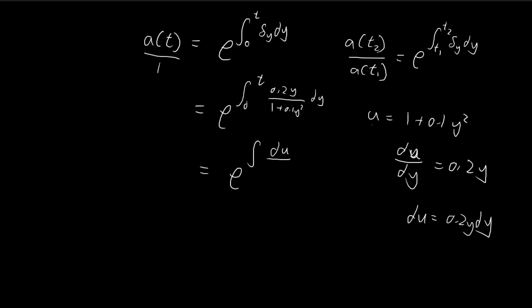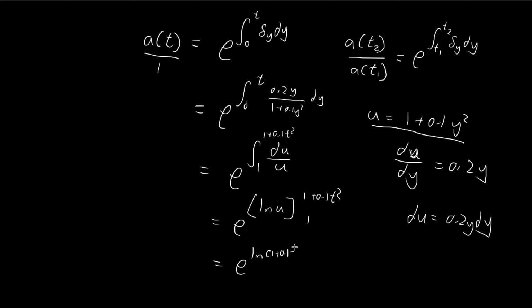And the denominator, that's just equal to u. And then for the upper and lower bounds, for the lower bound, you substitute y equal to 0, so you get 1. And for the upper bound, you get 1 plus 0.1t squared. And then this integral, 1 over u, is just the natural log of u. And now you can substitute the numbers in. So minus ln 1, ln 1 is just 0, right? So we can get rid of that.